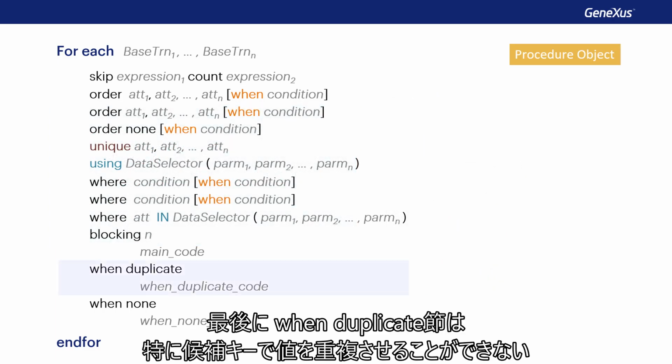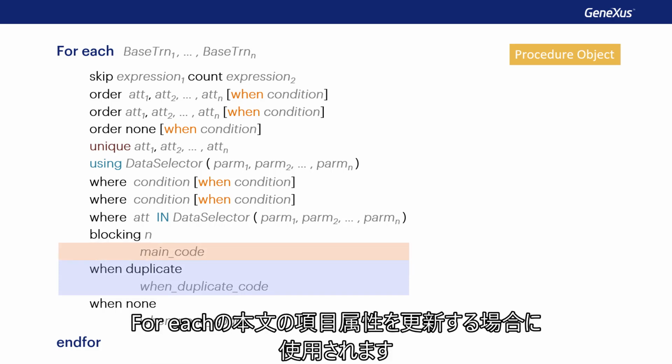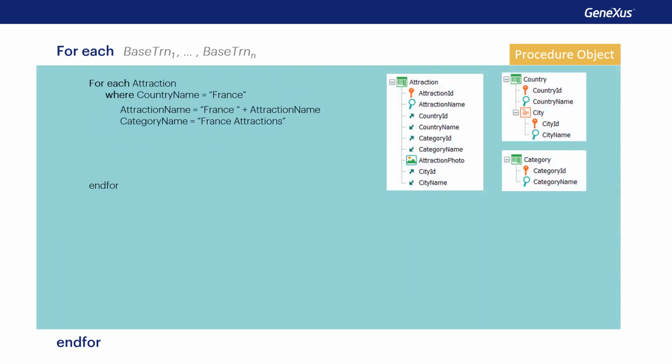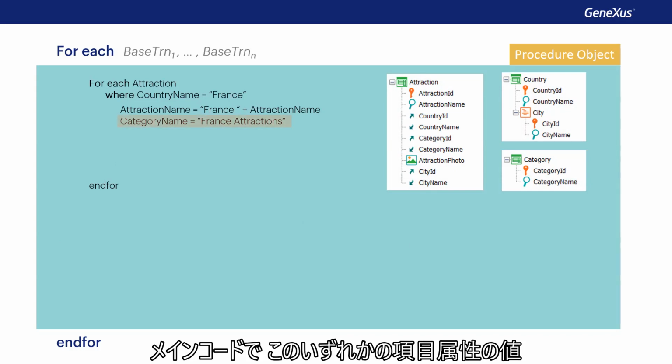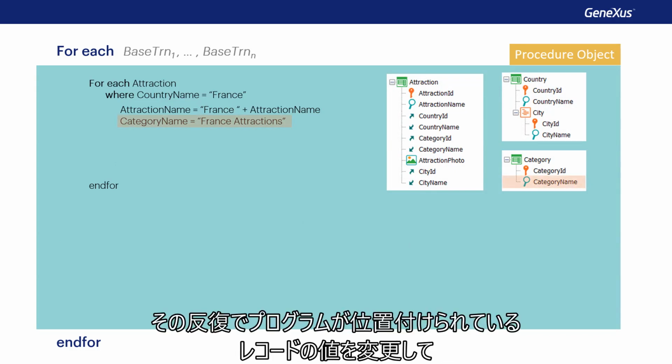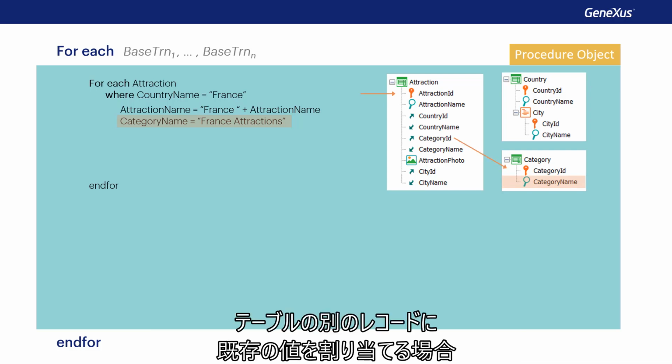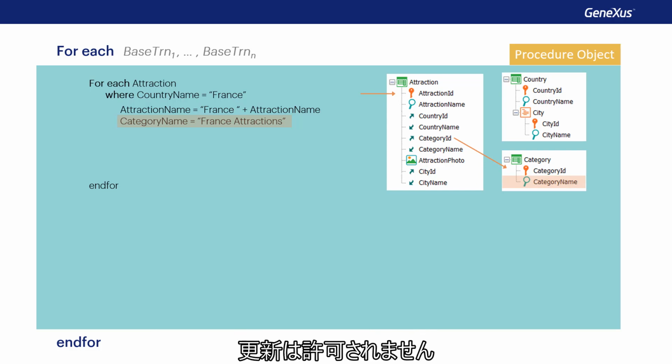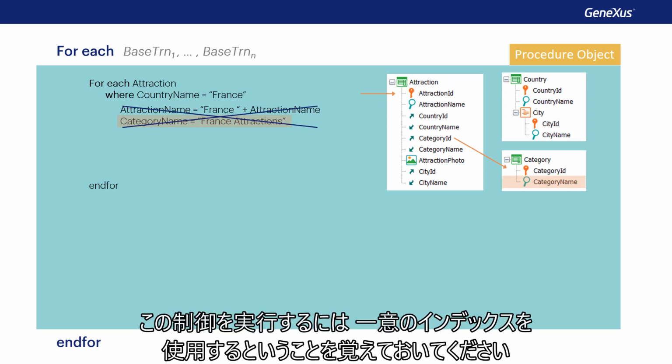Finally, the when duplicate clause is used when you want to update attributes in the body of the for each that are, in particular, candidate keys, so their values must not be repeated. If in the main code, the value of one of these attributes is being modified, for the record in which the program is positioned in that iteration, assigning it a value that already exists for another record in the table, then the update will not be allowed. Remember that the unique index is used to perform this control.